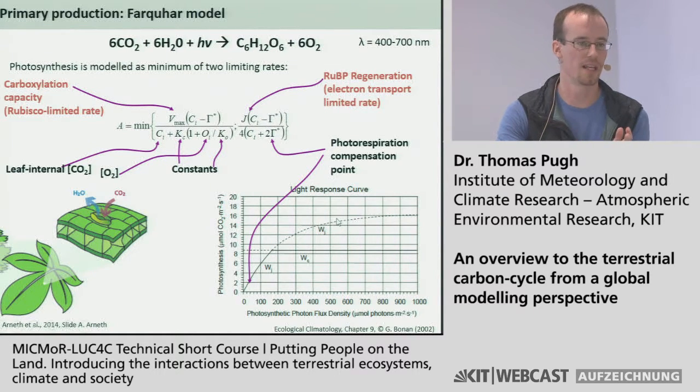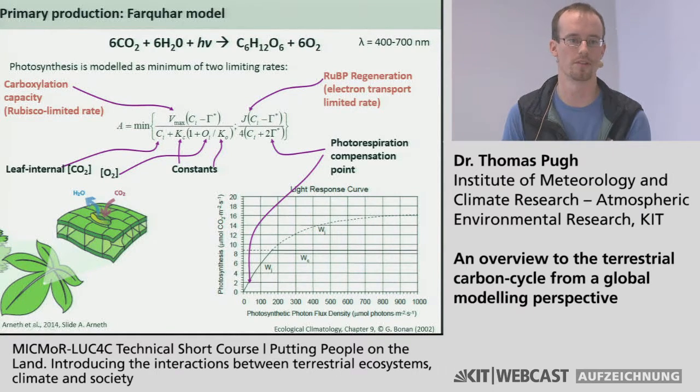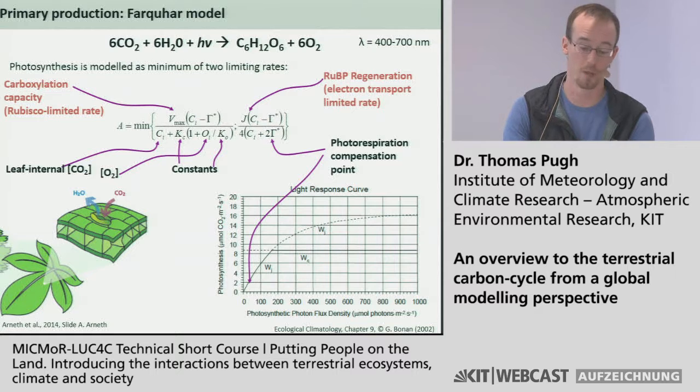So at low light levels you get a strong increase, and as light increases to relatively high levels, you don't get any more effect. The leaf simply can't handle any more light, can't make use of it.